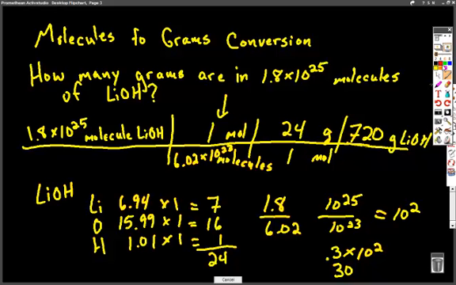The double check on this to make sure that you have everything set up properly is always to just go back and cancel your labels. So we know that here I started off with the label molecules. Molecules over molecules, this cancels this, so that drops the molecule label. Mole divided by mole, those labels cancel, and then this label just comes over here.